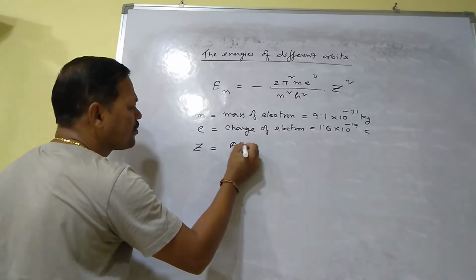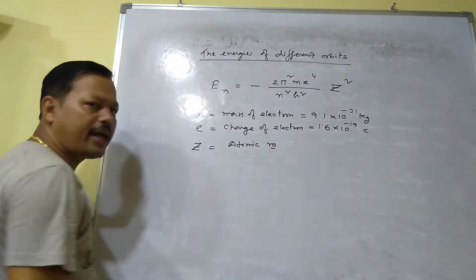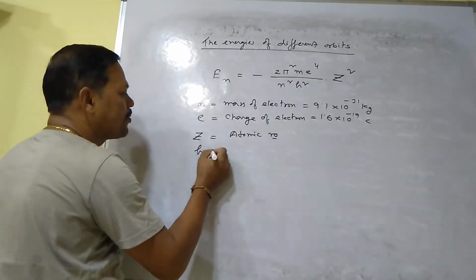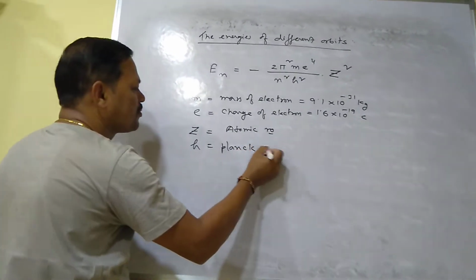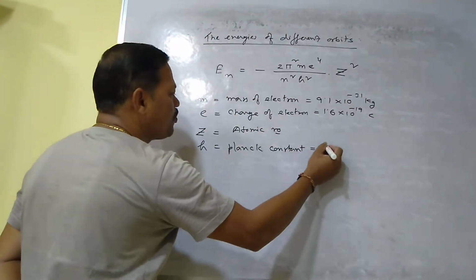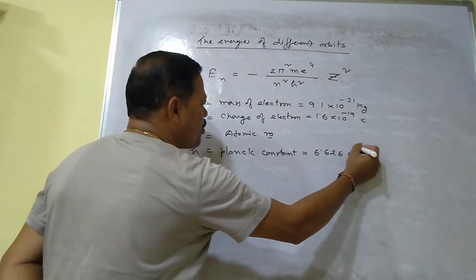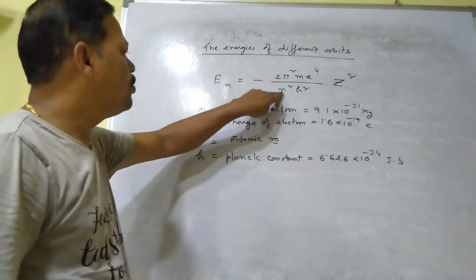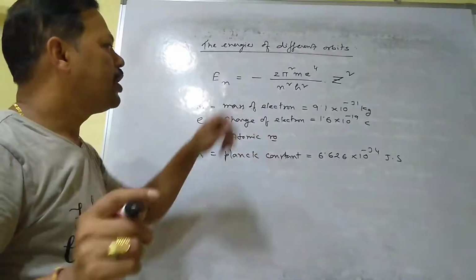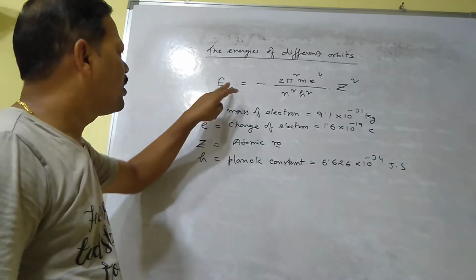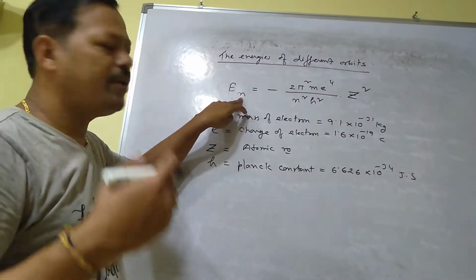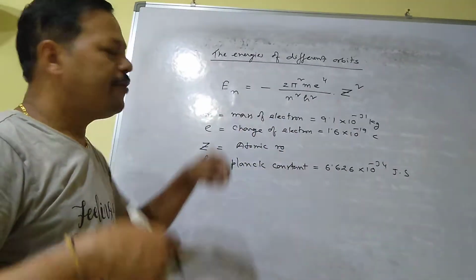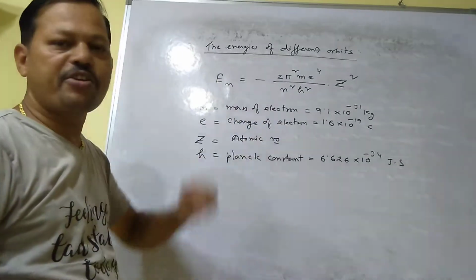z means the atomic number. If it is hydrogen, atomic number will be 1. If it is helium ion, atomic number you have to put 2. And h is Planck constant. Already you have got the value, Planck constant 6.626 into 10 to the power minus 34 joule second. And the n value depends on the orbit. If you want to determine the energy of first orbit, n value you have to put 1, E1, I mean energy of first orbit. If you want to find out for second orbit, n value will be 2. If you want to find out for third orbit, n value will be 3, like that.